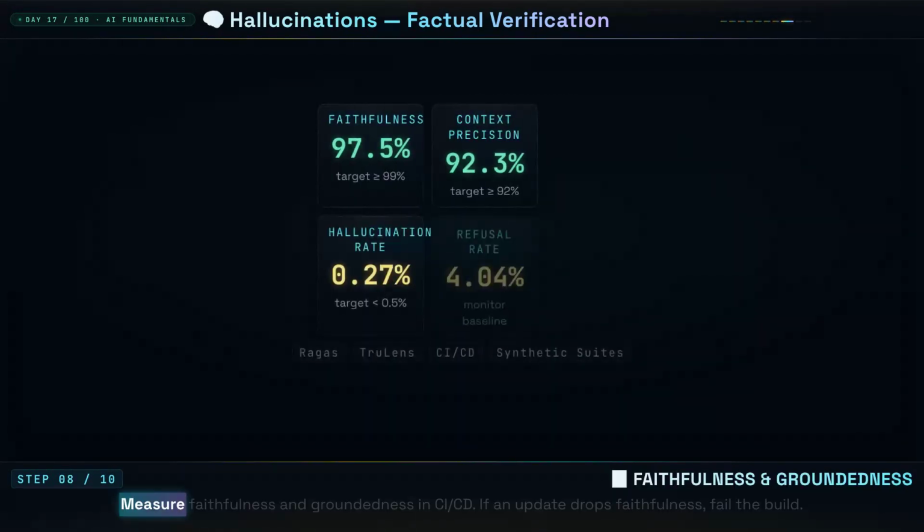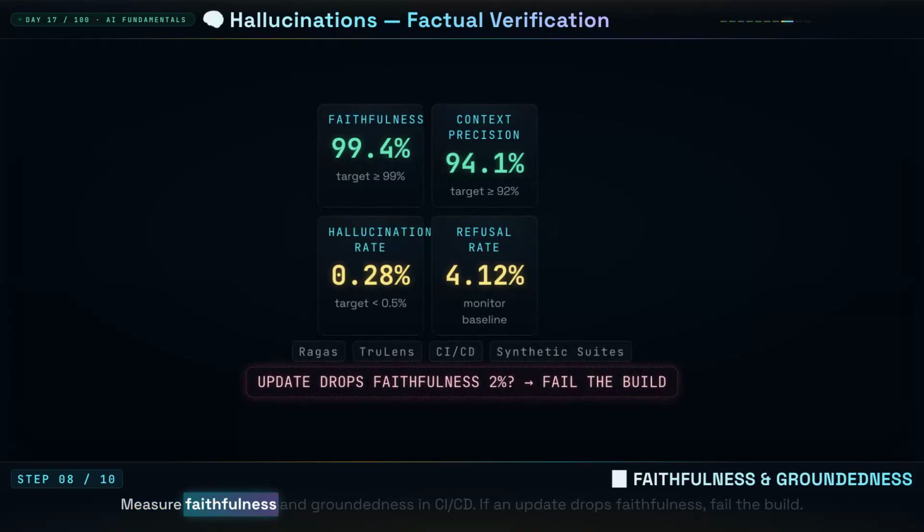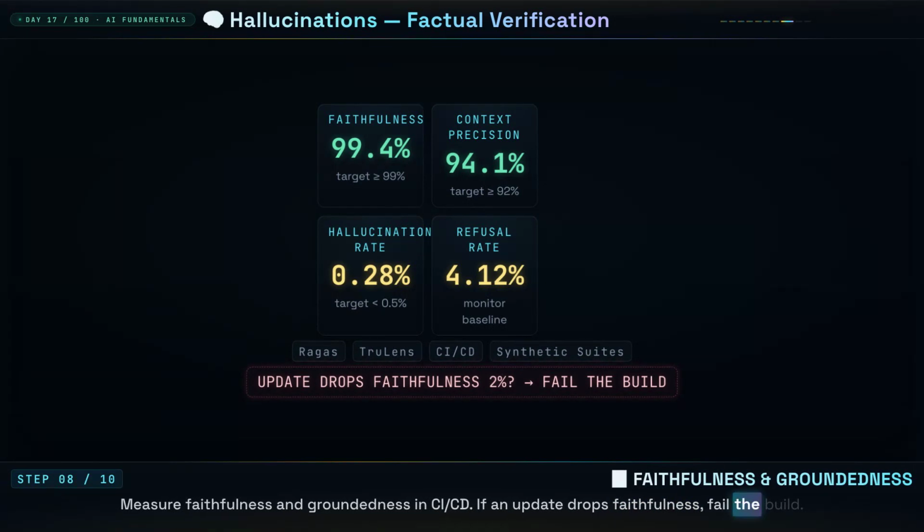You cannot engineer what you do not measure. Factual integrity must be continuously tracked in your CI/CD pipelines. Use standardized frameworks like RAGAs or TruLens to evaluate faithfulness, the ratio of supported statements to total statements in the response. Run automated synthetic test suites against your knowledge corpus before pushing prompt updates or model changes to production. If an update raises contextual precision but drops faithfulness by even 2%, fail the build. A fast, fluent model that lies 2% of the time is unusable in enterprise production.